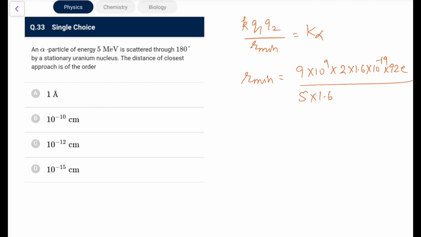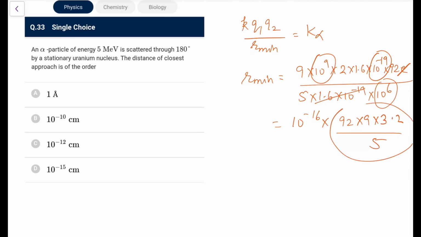5 MeV, that is 1.6 into 10 to the power minus 19 into 10 to the power 6, and this gets cancelled because I have converted mega eV to joules in the SI unit. So what we have now, 19 and 6, 25 and 9, that is 10 to the power minus 16. This comes out as 92 into 9 into 3.2 by 5. So roughly it would be 10 to the power minus 14 meter. That is roughly what I am getting. So 10 to the power minus 12 centimeter would be the closest distance of approach. I can make it out from here.